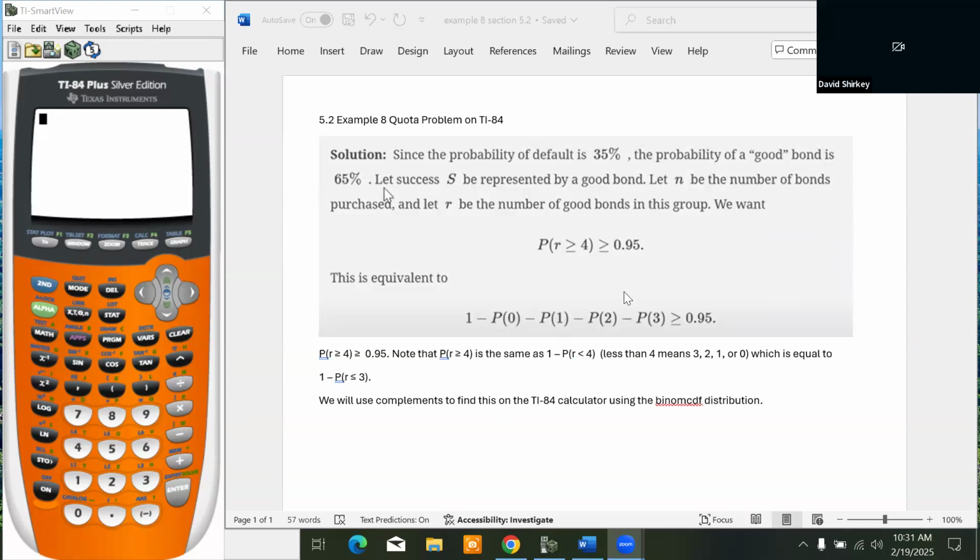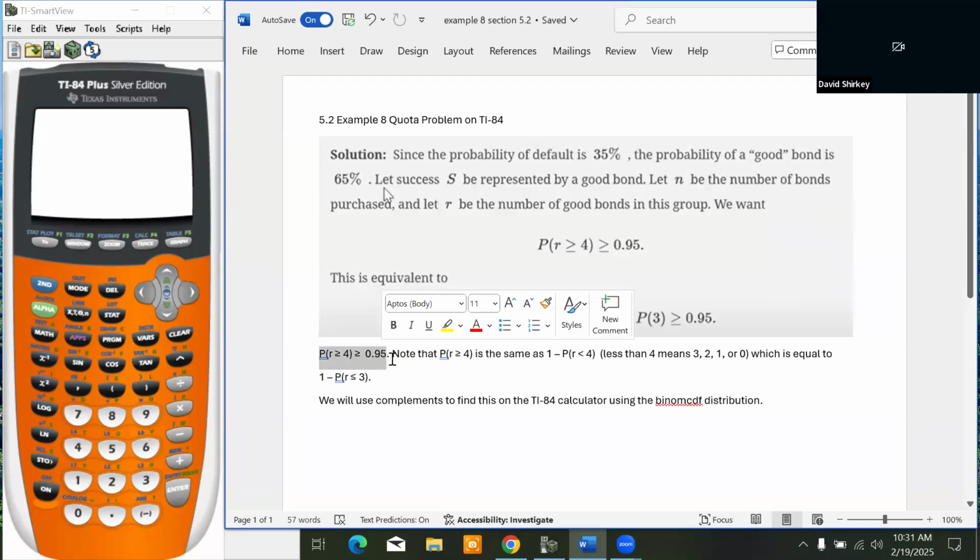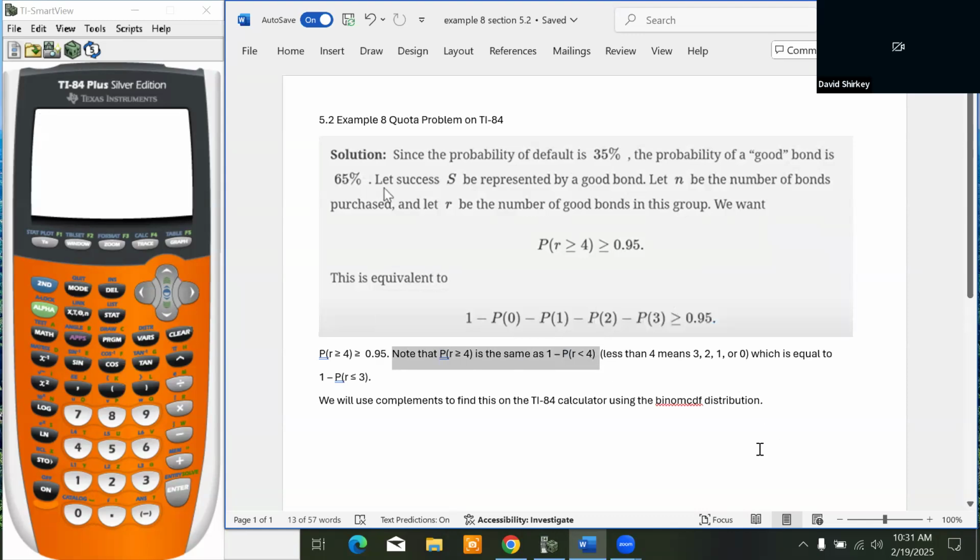Let me go down just a little bit here. So the probability of 4 is greater than or equal to 0.95. That's what we're looking for. Now, this is important because we're using complements for this. The binomial CDF on your graphing calculator goes to the left, not to the right. So you have to put it in terms of 1 minus the probability that R is less than 4. And less than 4 means it equals 3, 2, 1, or 0. We have to do this in terms of equality.